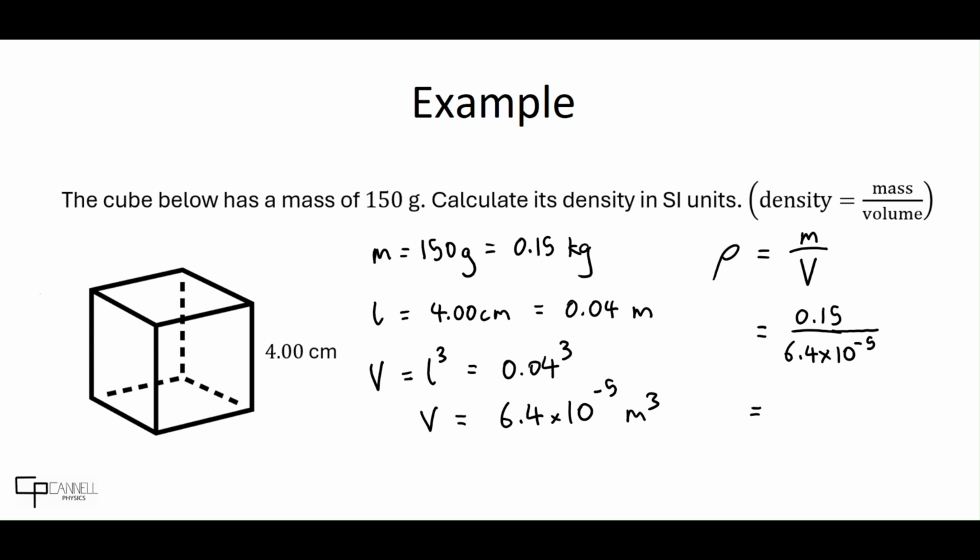Putting this into our calculator, we get 2343.75. And this will be kilograms per cubic meter.